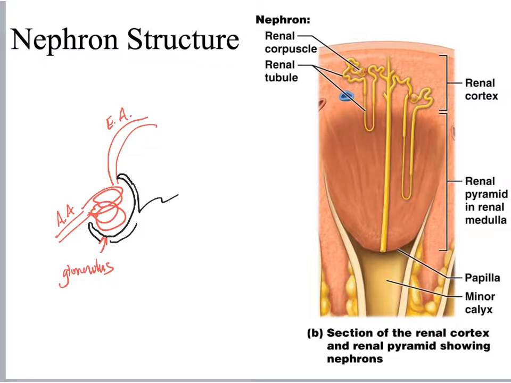this part of the nephron. This first part of the nephron is what we call Bowman's capsule. You're going to see a couple of different things. You're going to talk about renal tubules or renal corpuscles. A renal corpuscle is the glomerulus and the capsule. That's a renal corpuscle.